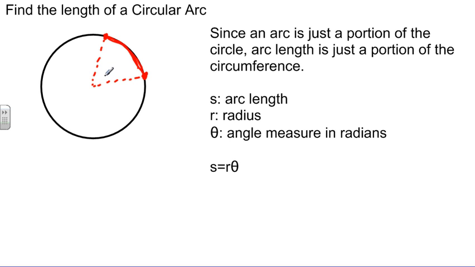So if this angle was pi over 3 radians, and the radius was 9, the length of the arc would be 9 times pi over 3, which is just 3 pi.